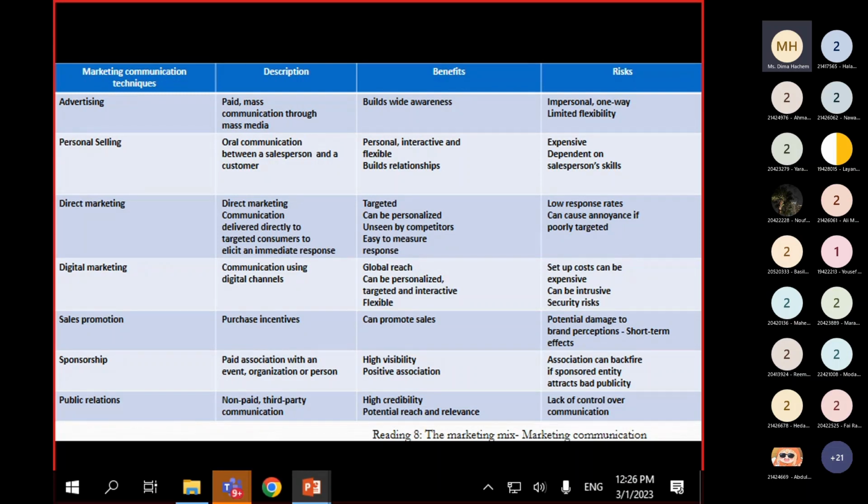Okay, so the advantage, of course, is that it can promote sales, it can increase sales, but it could sometimes cause damage to the reputation of the business. If the business is always having sales promotions, the consumers would think that, you know, this is a cheaper brand than they thought. The next communication technique is called sponsorship. What does sponsorship mean?